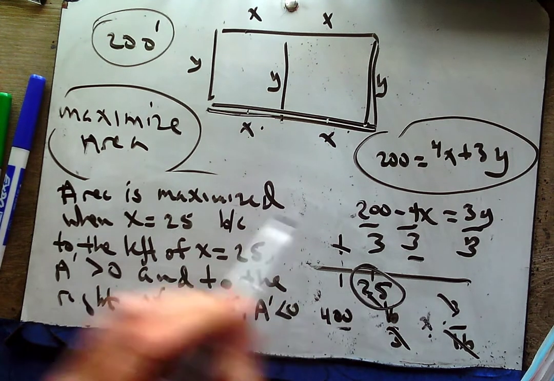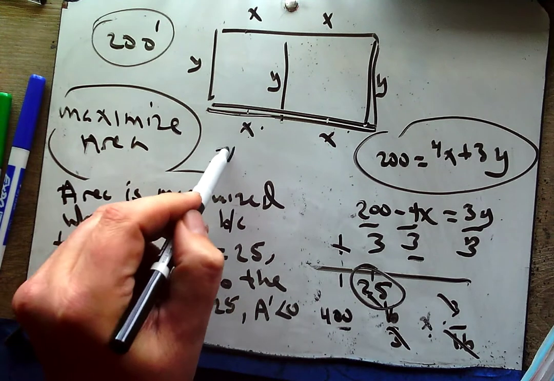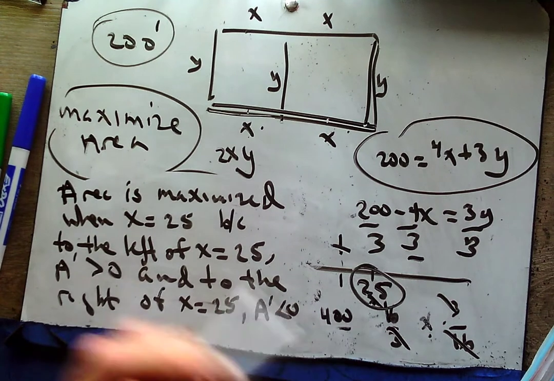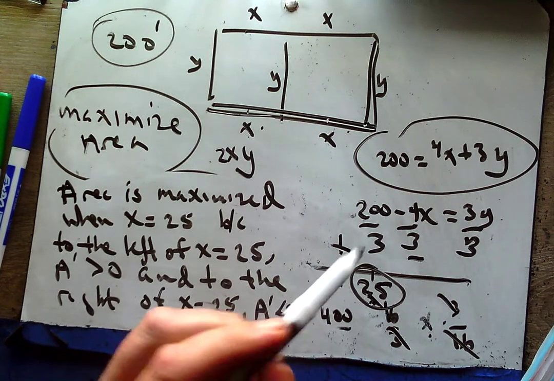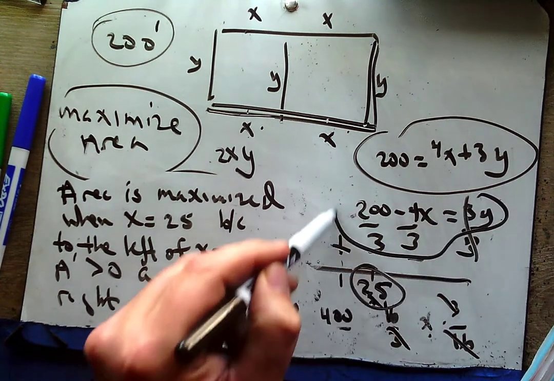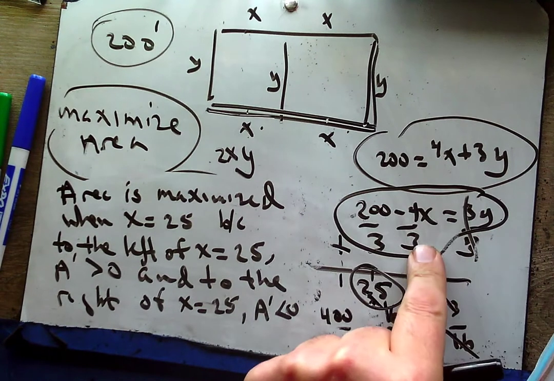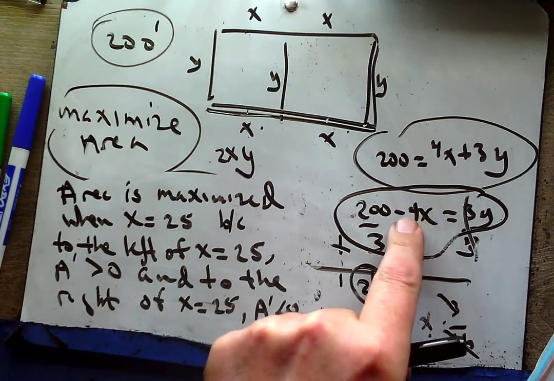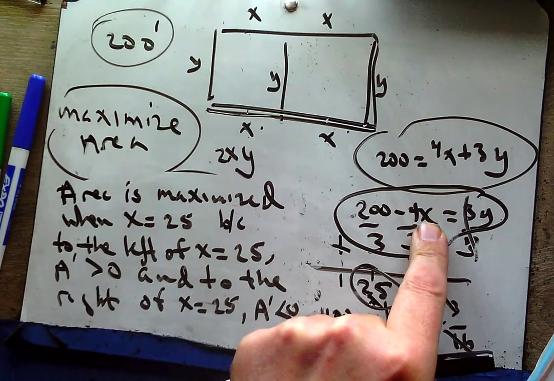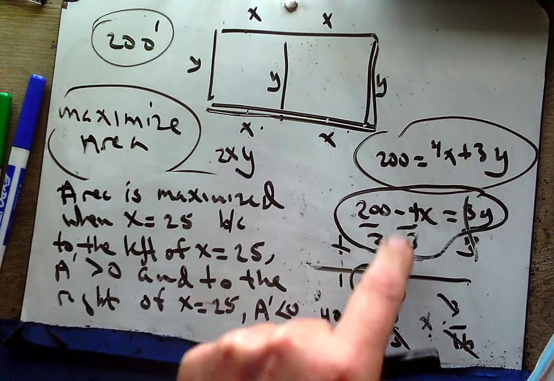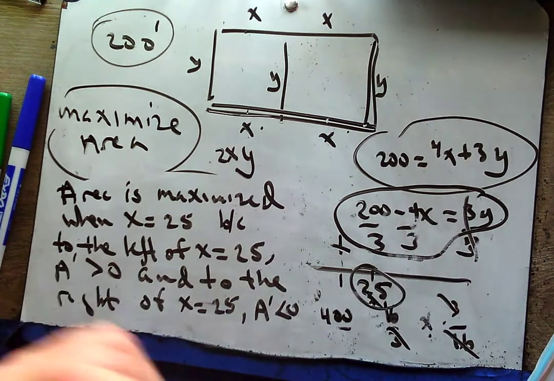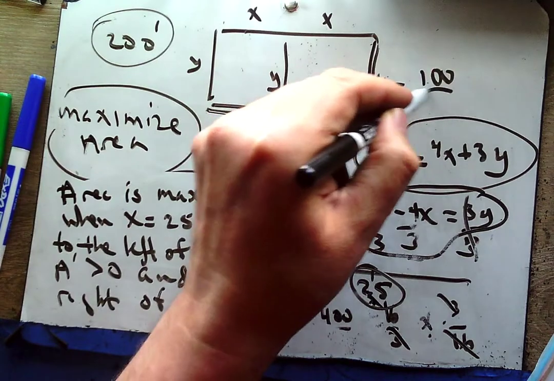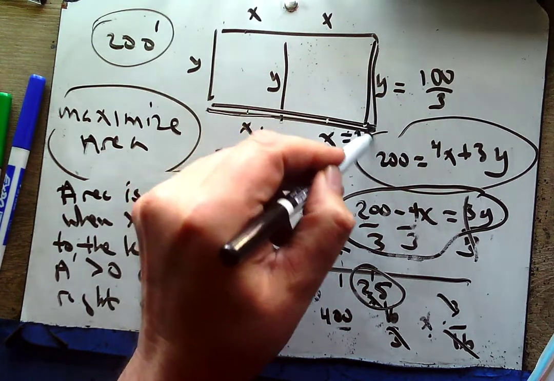Do you remember our area formula was 2x times y? I got the x value. How do I find the y value? Well, that's what this equation is for. Remember, y equals? So if I plug a 25 in here, 4 times 25 is 100. 200 thirds minus 100 thirds is going to be 100 thirds. So I can say that this is 100 over 3, and this is 25.